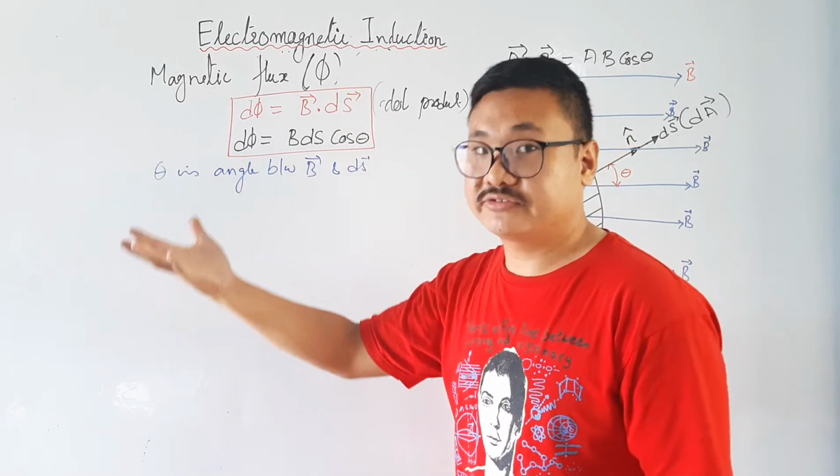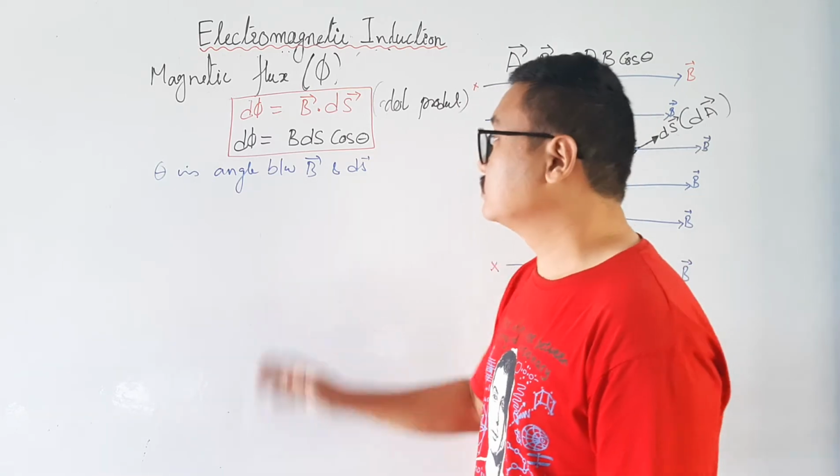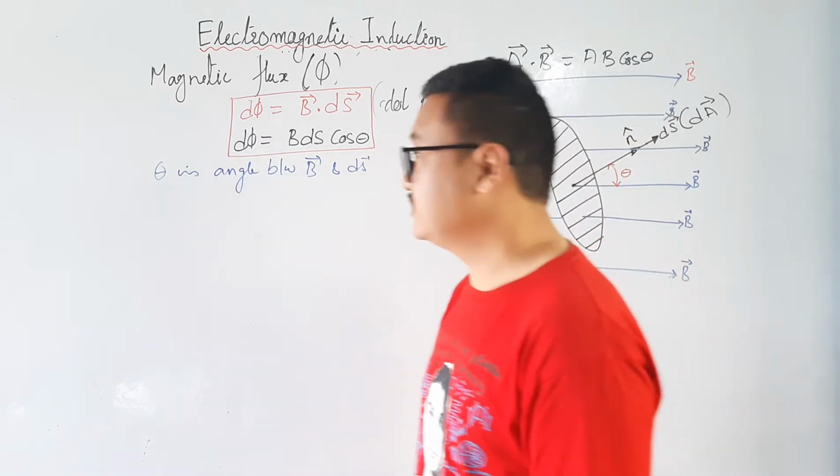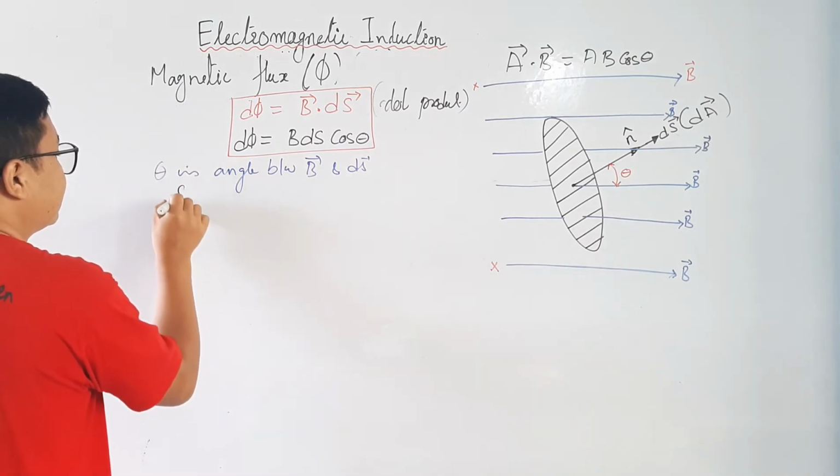In chapter 1 the electric field was there, so E ds cos theta. In chapter 2 the magnetic field is there, so B ds cos theta. Very important, very easy. So let us go to the SI unit.